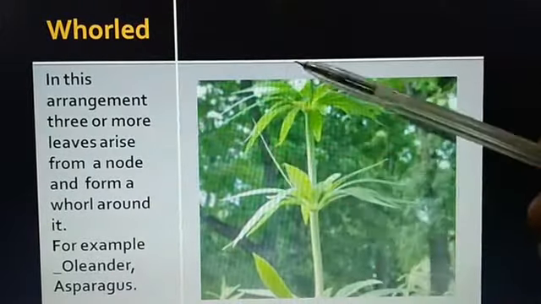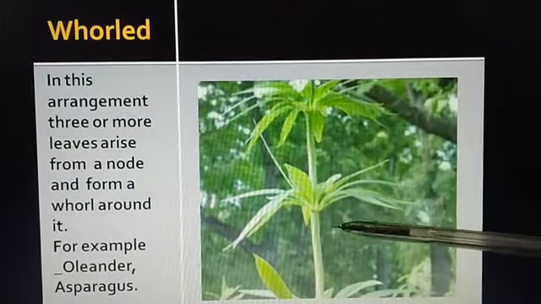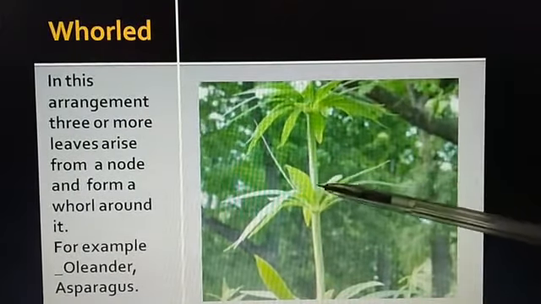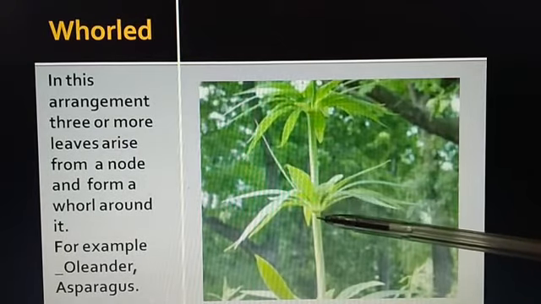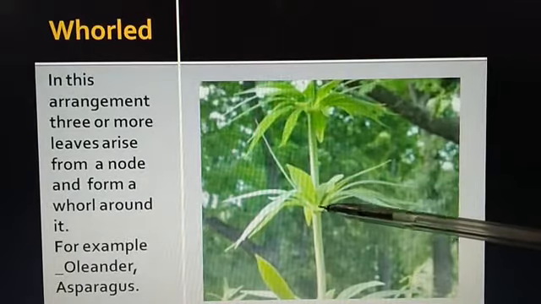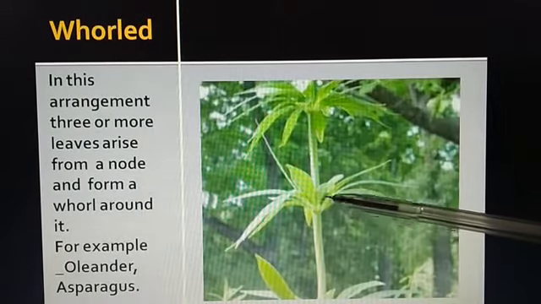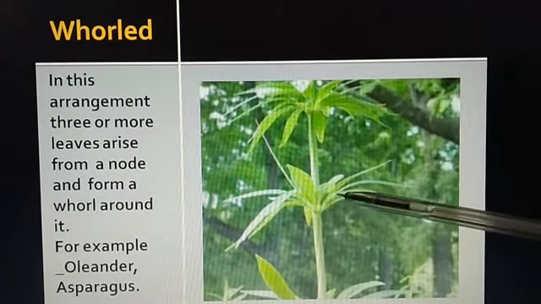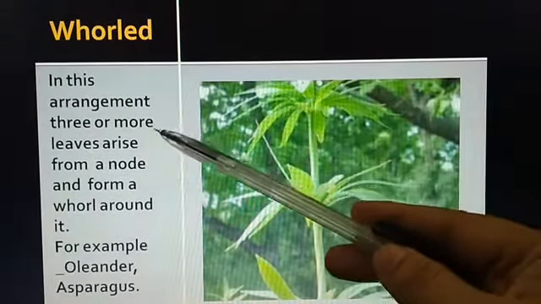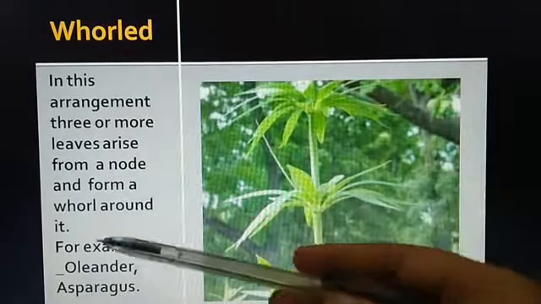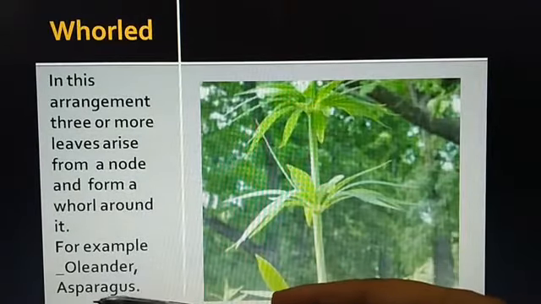Whorl arrangement of leaves. In this arrangement, three or more than three leaves form a whorl because they arise from the same node. They form a whorl around a stem. This type of arrangement is known as whorl arrangement. For example, oleander and asparagus.